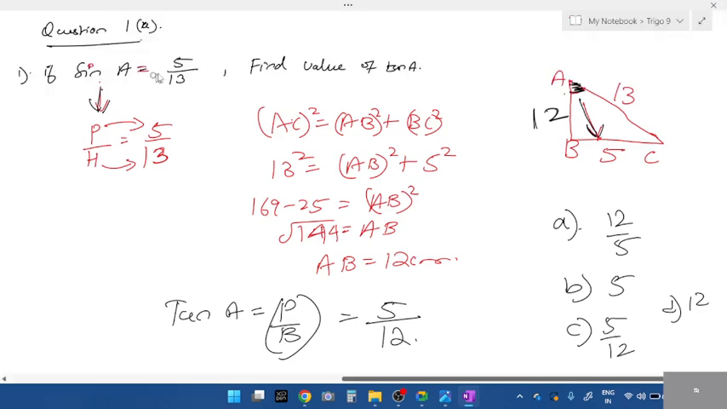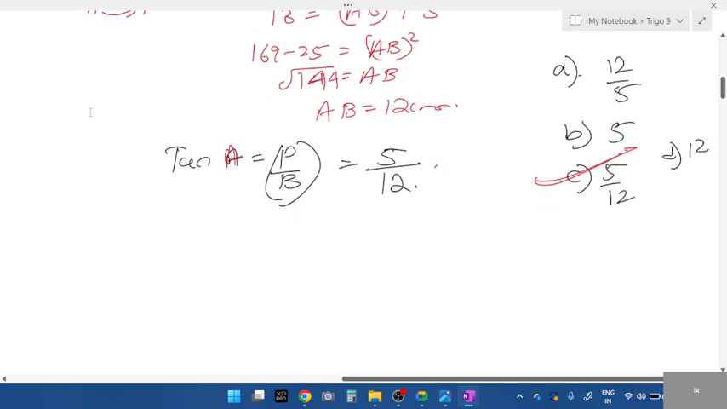Either they'll tell you to find the direct answer, or they'll give you four option MCQ questions. So which option? What's the answer we got? What's the answer for tan A? 5 by 12. Option C is the answer. Okay, I'll give one more question. If you're done with this, another question.